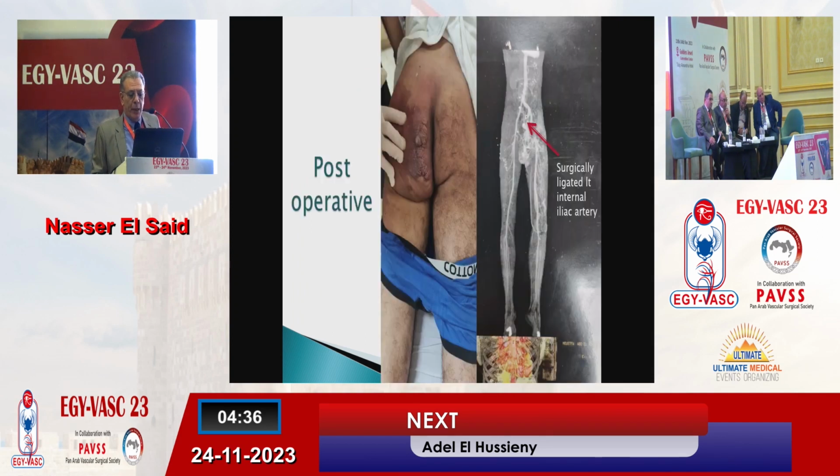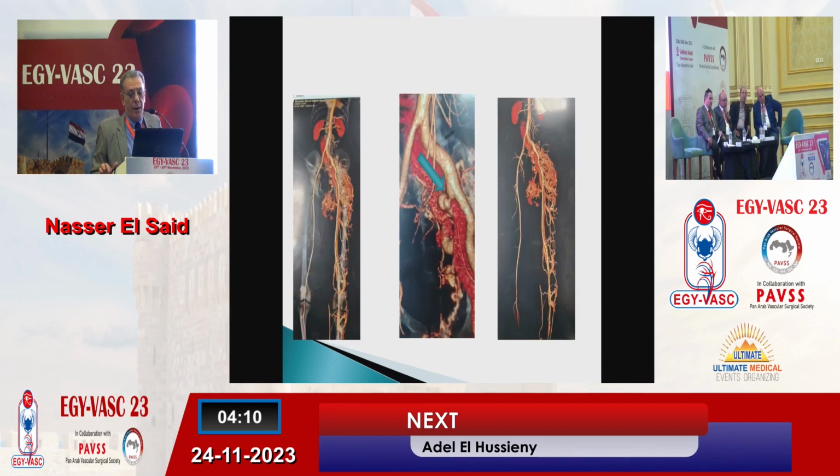Post-operatively, as you see, the arrow shows the ligated left internal iliac artery, and it made a great help in reducing the size of the malformation. And honestly, the patient post-operatively assures that he got great benefit as regards the previous tension in the gluteal region.